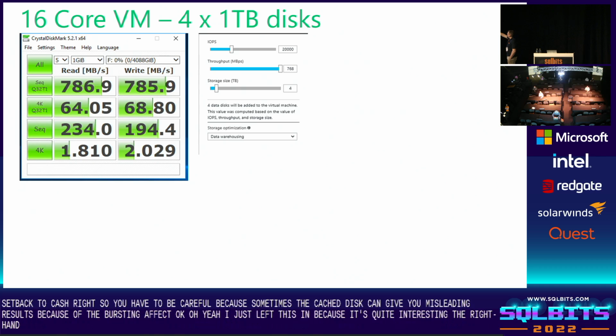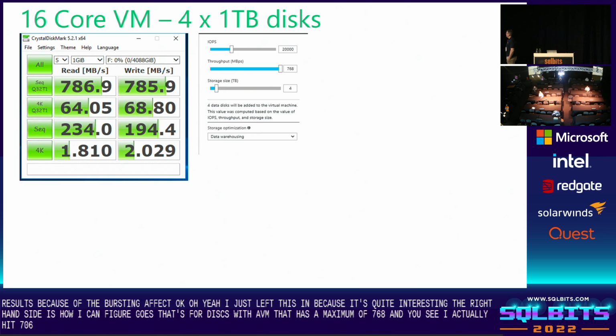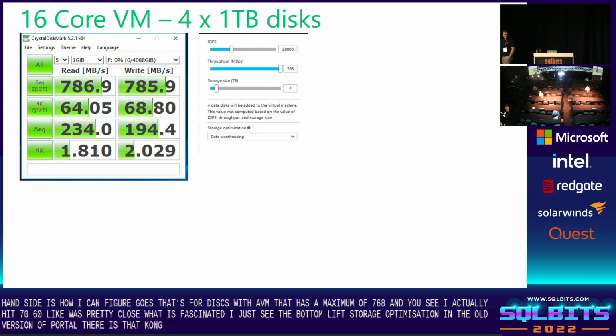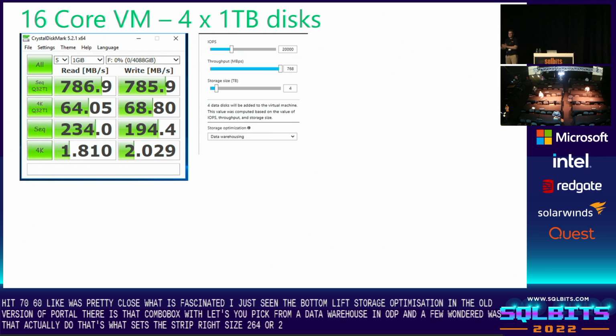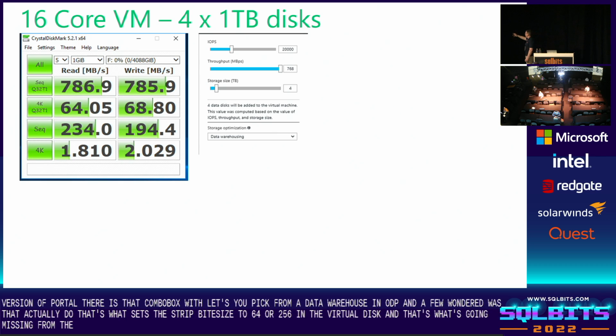Oh yeah, I just left this in because it was quite interesting. The right-hand side is how I configured those. That's 4 disks with a VM that has a maximum of 768, and you can see I actually hit 786, so it was pretty close. What is fascinating is you see the bottom left, storage optimization. In the old version of the portal, there was that combo box where it lets you pick from a sort of data warehouse or OLTP, and a few of you probably wondered, what does that actually do? That's what sets the stripe size to 64 or 256 in the virtual disk. And that's what's kind of missing from the new portal. So I'm like, where did it go? Anyway.